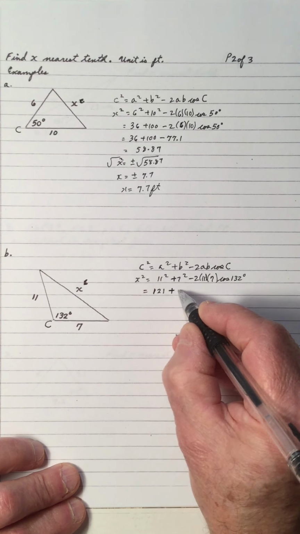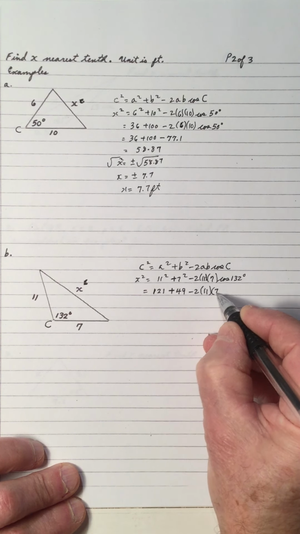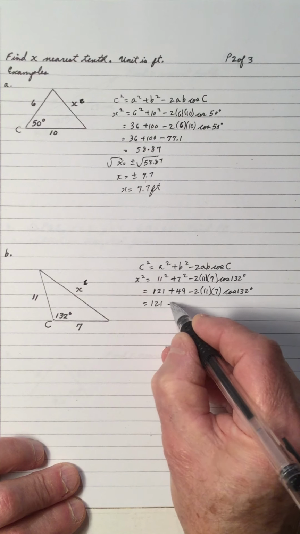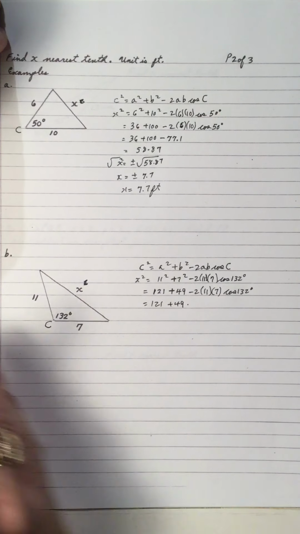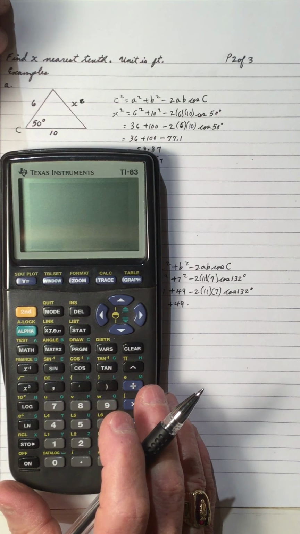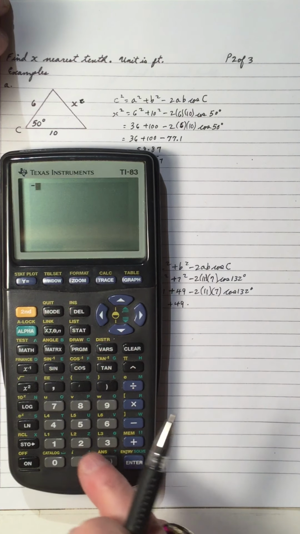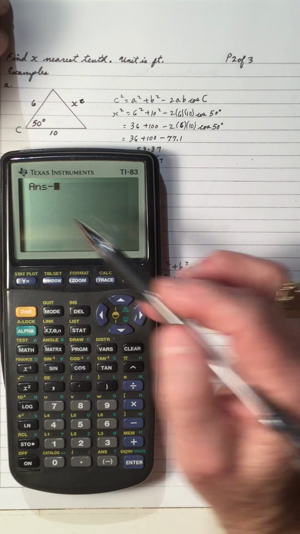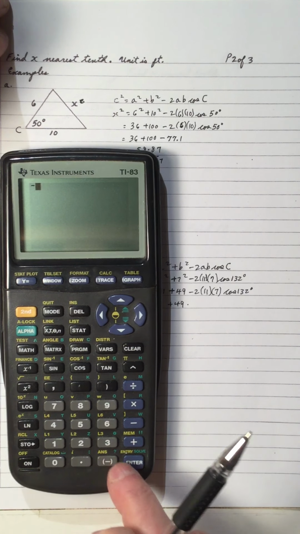So 11 squared is 121, 7 squared is 49, and I'm just doing the powers first. Now I'm going to do 121 plus 49. But I'm going to work out this one first, and I have to put that in the calculator. Make it negative: if I do this individually, I have to say negative 2. Notice when I do a subtract, I'll get the previous answer and I'm subtracting this from that answer. So you have to be careful.